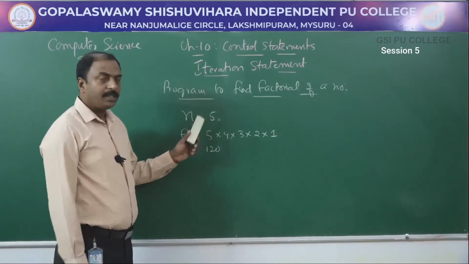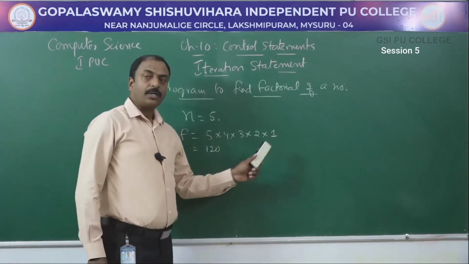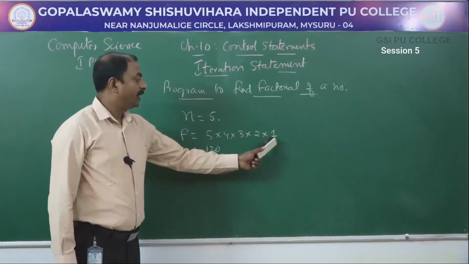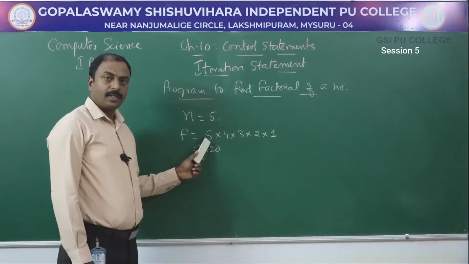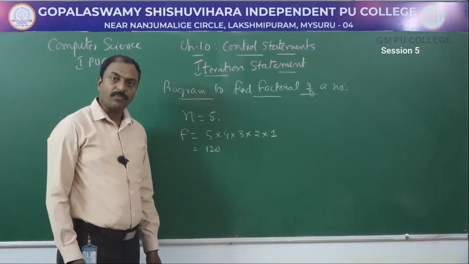So, given number is n, you can start multiplying from the given number up to 1, or you can also multiply from 1 up to the given number n. So, this is factorial of a number. Now, let us write a program for the same.